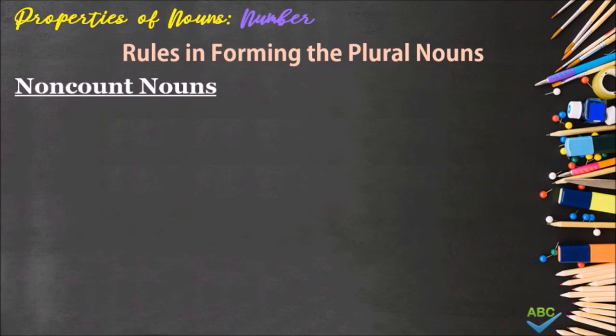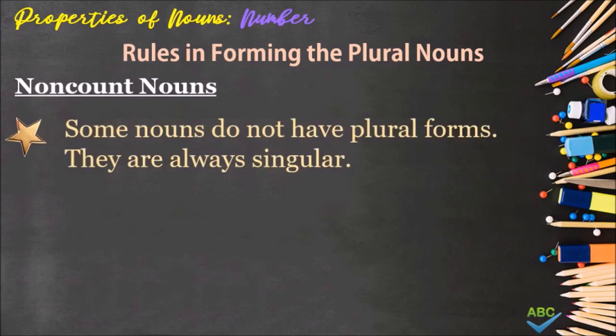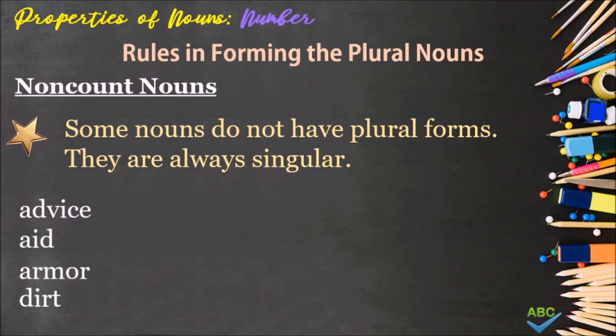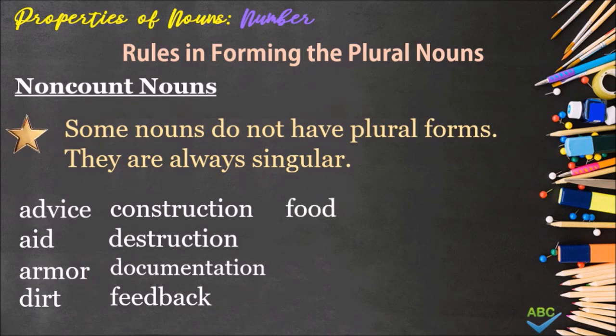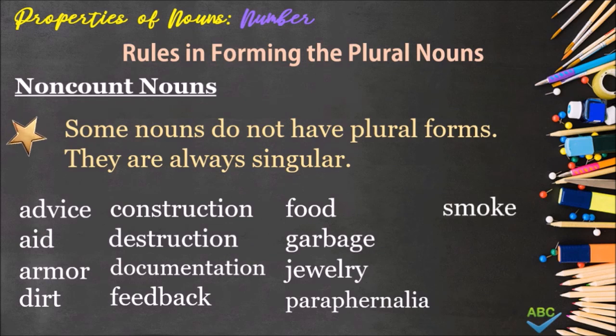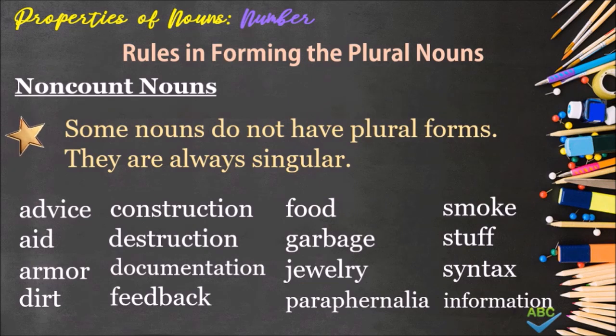We also have the so-called non-count nouns. These words do not have plural forms. They are always singular. For example, advice, aid, armor, dirt, construction, destruction, documentation, feedback, food, garbage, jewelry, paraphernalia, smoke, stuff, syntax, and information. These words do not have plural forms.